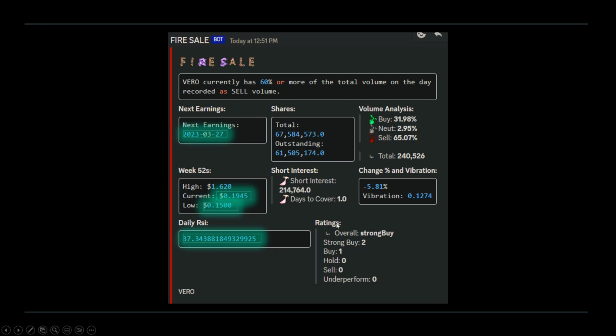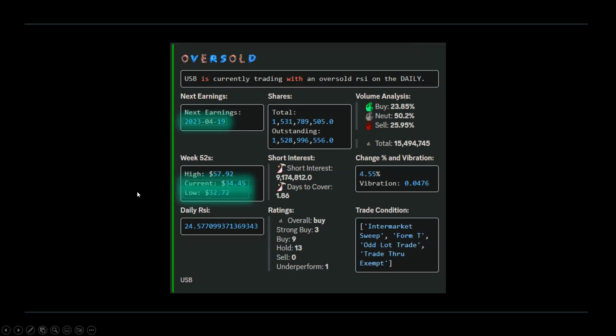And then you also have the ratings as well, just to give some more insight. And you have an overall strong buy on VERO. Again, just an example, but that's what the fire sale is. Anything trading at 60% or more of the total volume recorded as sell volume will post to this channel at any point in time during the day that is recorded.